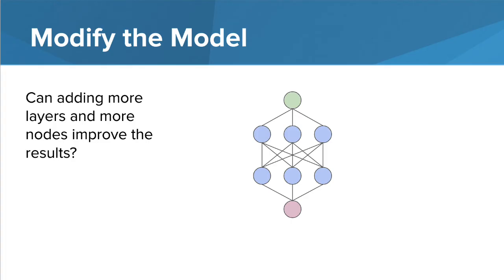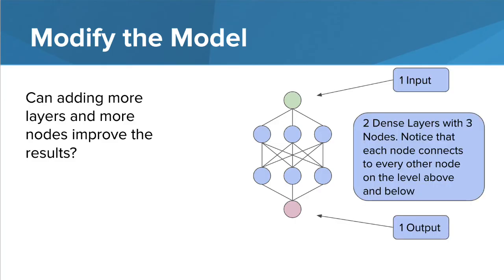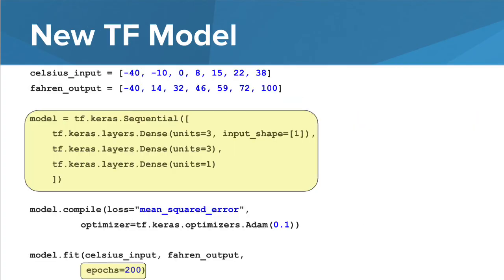So as mentioned earlier, your job is going to be to update model parameters. So what if we updated the model from one dense layer to two dense layers with 3 nodes? Will that improve our results? You still have a single input value to produce a single output value, but now you'll have a model with 2 dense layers, each with 3 nodes. Notice that since the layers are dense, each node from the second layer connects to each node in the third layer. The program is nearly identical to the previous one.